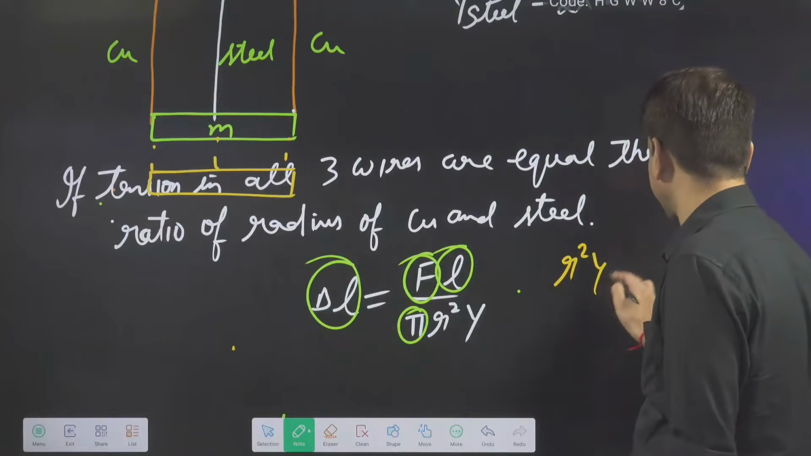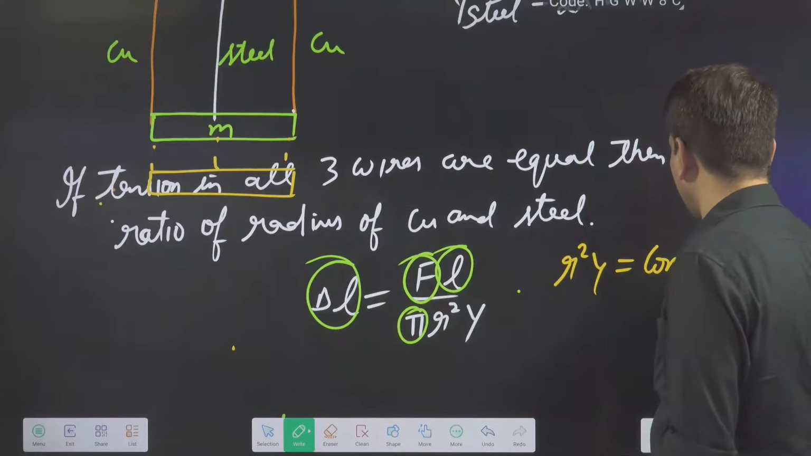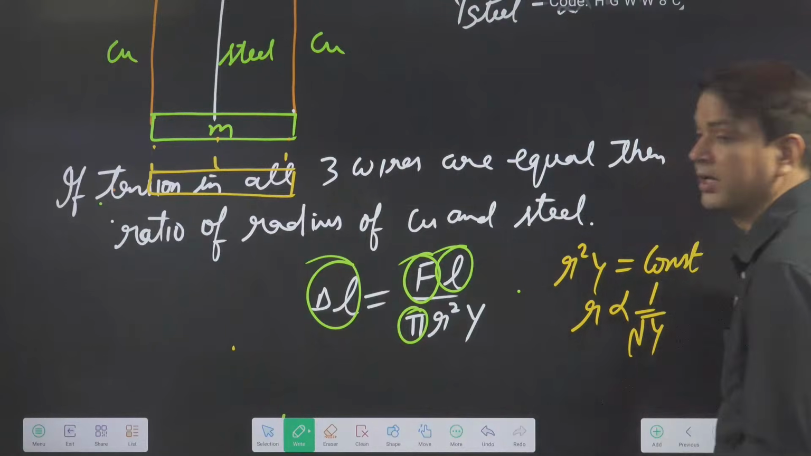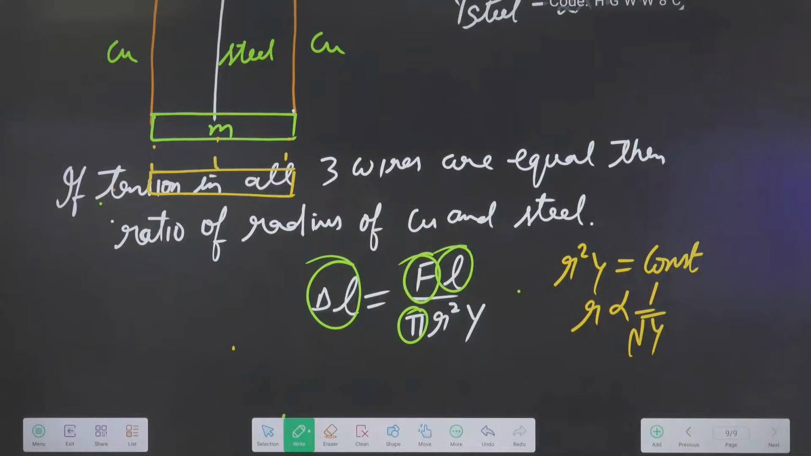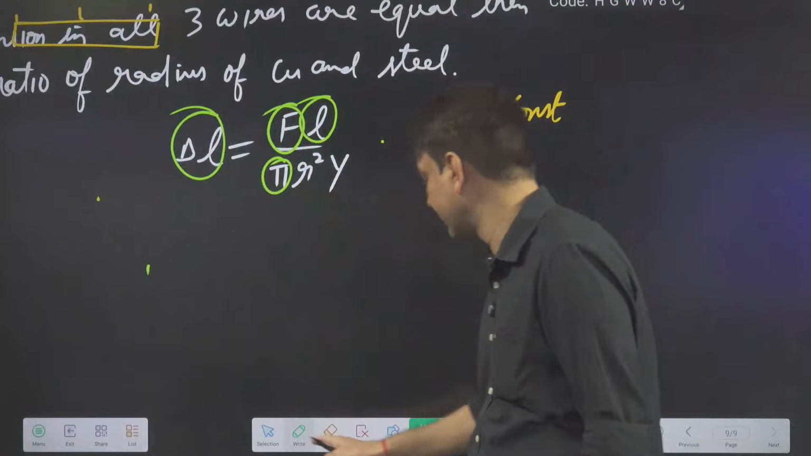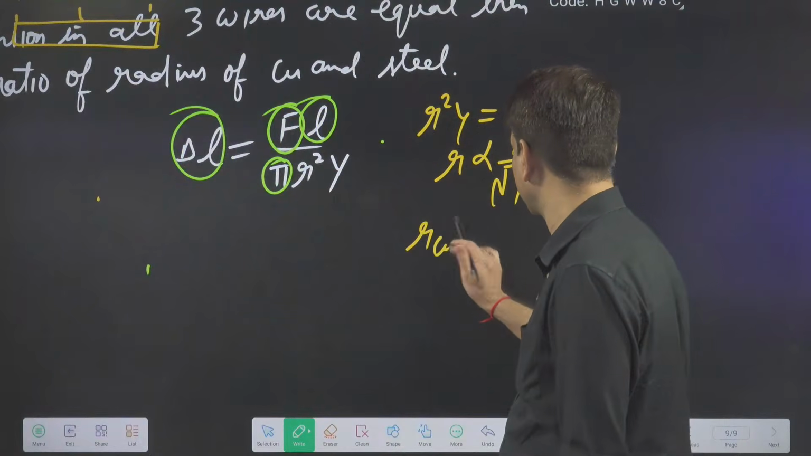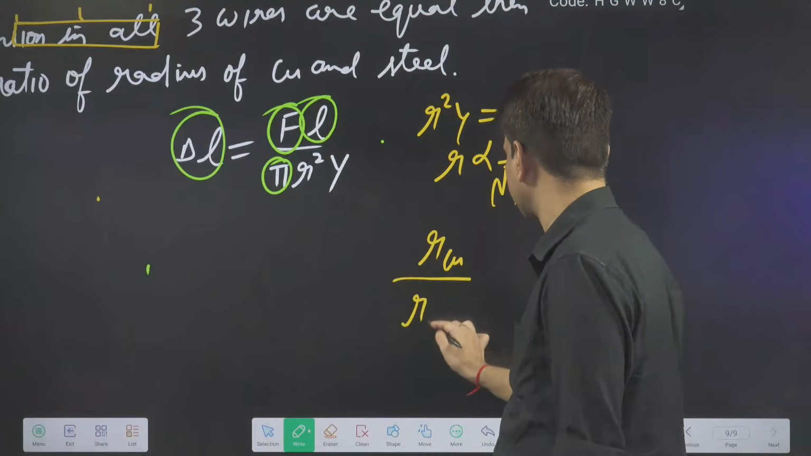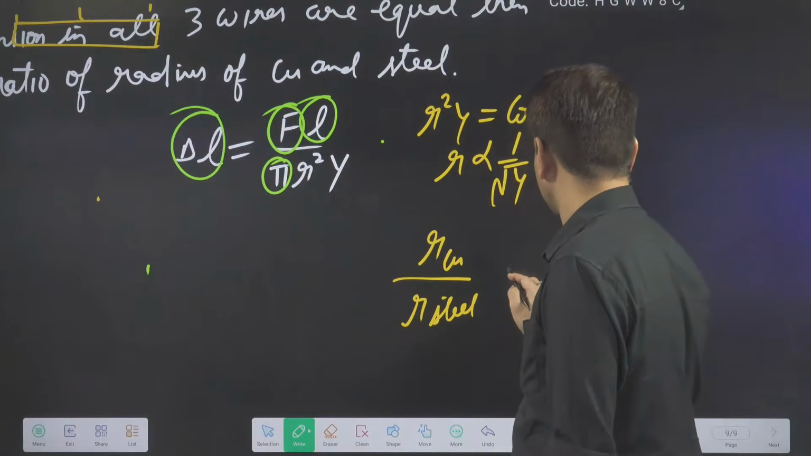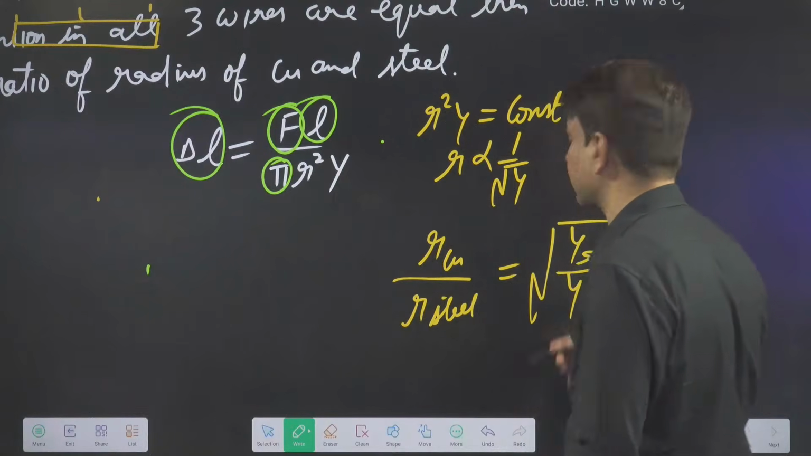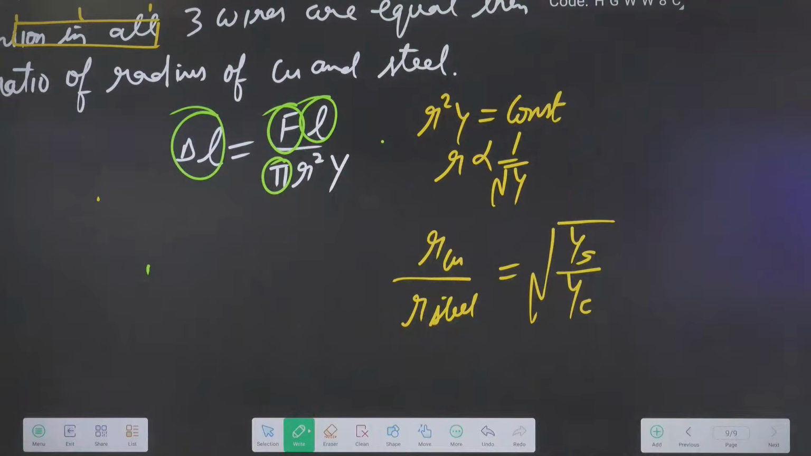Then I can say R square Y is equal to constant. Now R is inversely proportional to root Y. Then R copper upon R steel is equal to under root of Y steel upon Y copper. From that we will get the answer. So R Cu upon R steel is equal to under root of Y steel upon Y copper. Now put the values, you will get the answer.